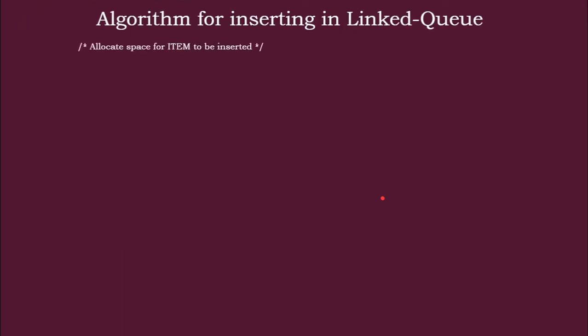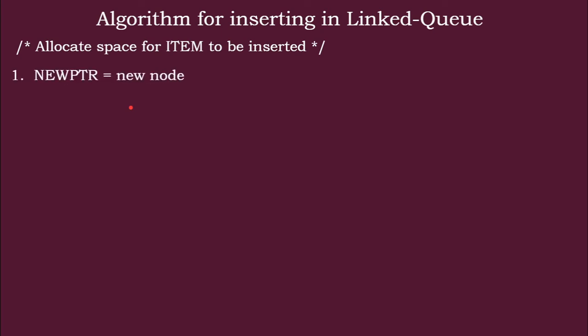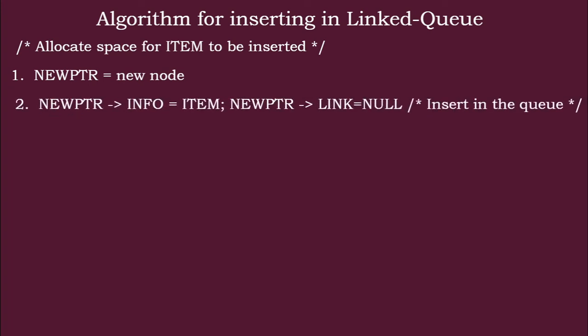Let us see the same insertion algorithm using the linked queue. We know that the queue can be implemented either through arrays or through a linked list. Now this algorithm says how the queue is implemented using the linked list and how the insertion takes place. As usual, we have to create a new node, because unless there is a node, we cannot insert the element.